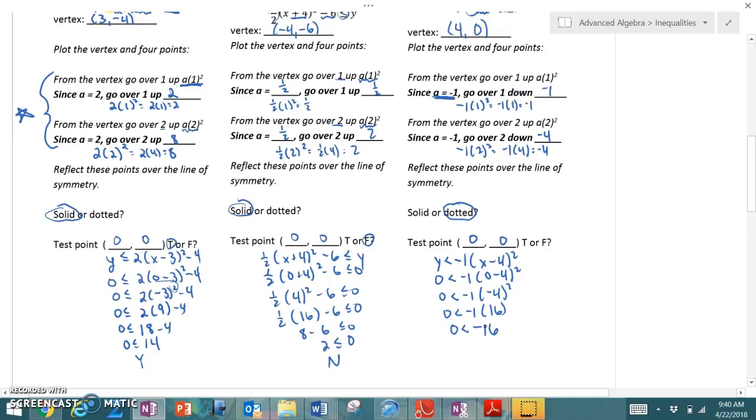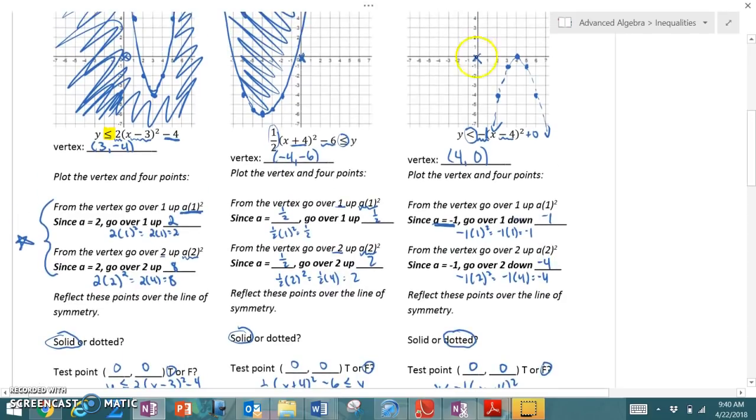So this one would have a lot of mistakes made because of the negative in front and the negative inside parentheses. So you should end up with a -16. I asked myself, is 0 less than -16? No, it's not. It's bigger than it, so it's false. Which means that, again, I do not shade over 0, 0, which means I do not shade on the outside of the parabola, but instead I shade inside of the parabola.